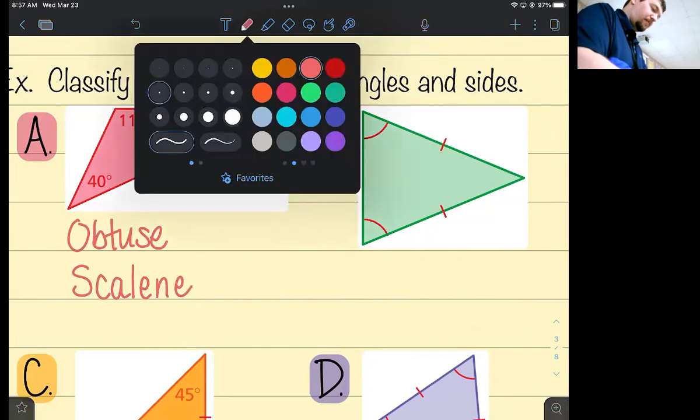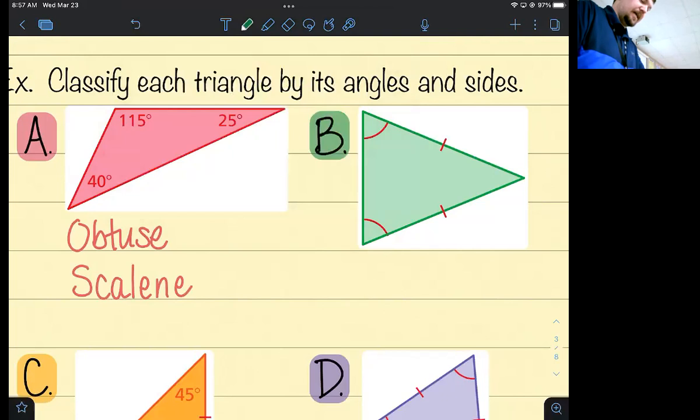Example B. Example B has 2 equal angles and 2 equal sides. And are any of the angles right or obtuse? No? Okay, so all 3 angles are acute. So this is an acute triangle. And what do we call a triangle that has 2 congruent sides? Isosceles.